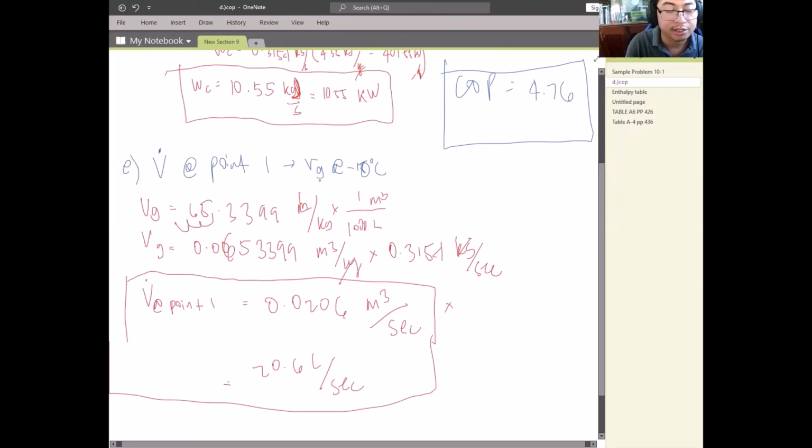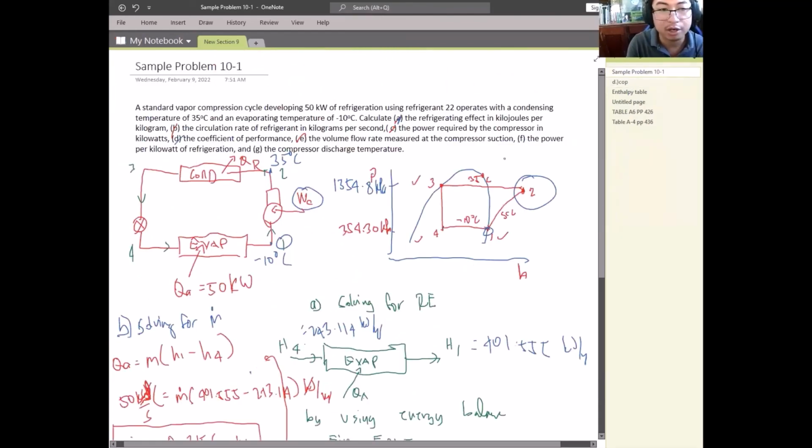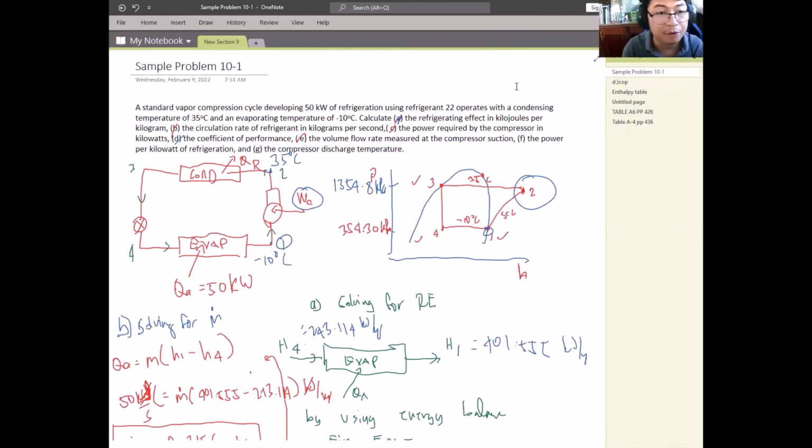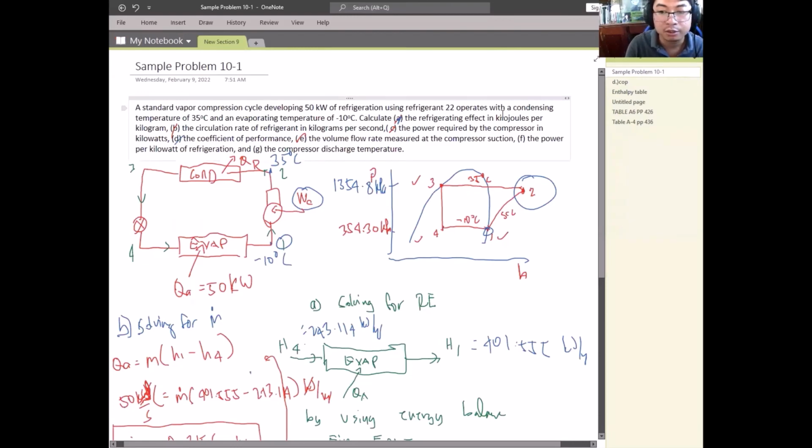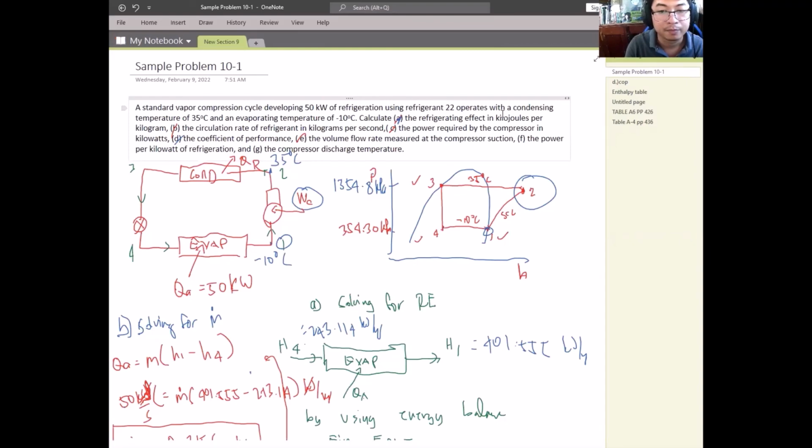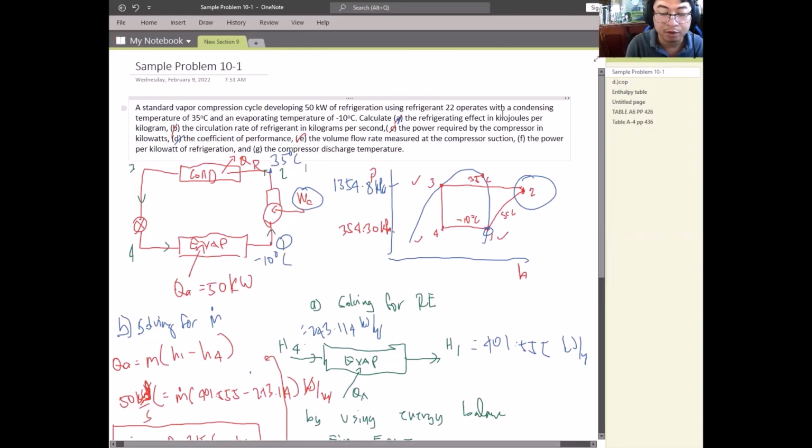The last is, sorry, we have the letter F, the power per kilowatt of refrigeration. So the power per kilowatt of refrigeration, we already know that that is the reciprocal of COP. Because COP is the power of the compressor that drives the heat. For the power per kilowatt of refrigeration, that is the reciprocal only of the COP.